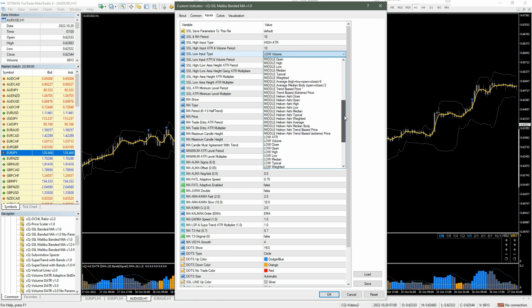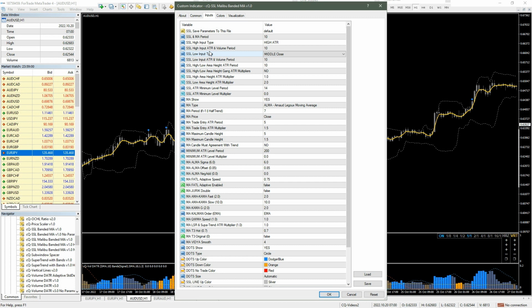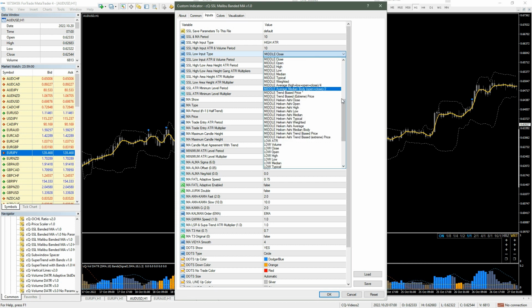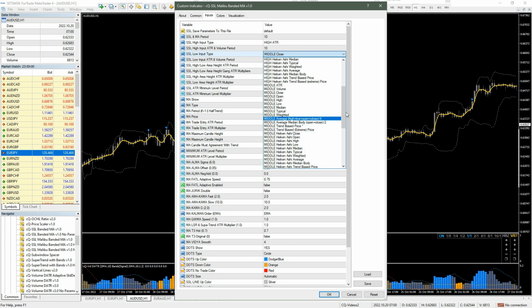There's a variety. You can use the middle. This would be for the low. You would search the past 10 candles, and then you would find the close that's in the middle between the highest and the lowest, and you would use the low of that candle. That's what that means. Same thing with the ATR and the volume and any of these settings here.